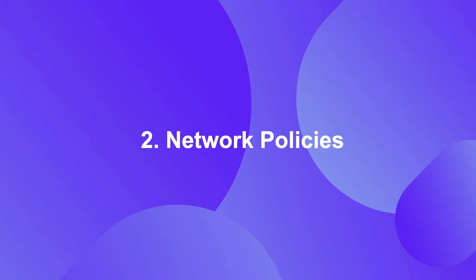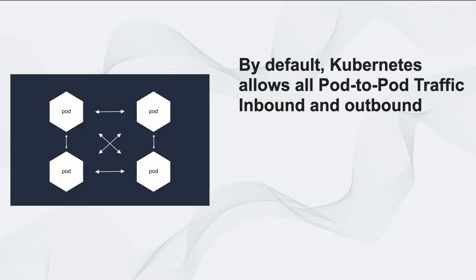All right, so the second way you can better secure a default Kubernetes cluster is by using network policies. By default, Kubernetes allows all pod-to-pod traffic inbound and outbound. So see here in this diagram, we have a namespace. All pods can talk to other pods freely. But if an attacker were to gain access to one of those pods, they would be able to freely move to other pods. So this is a problem.